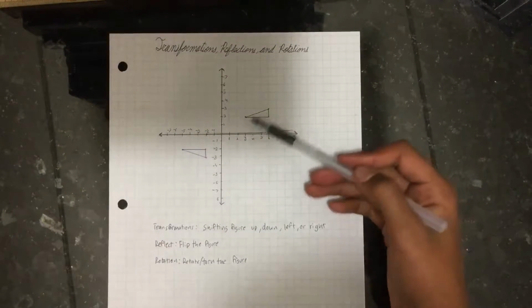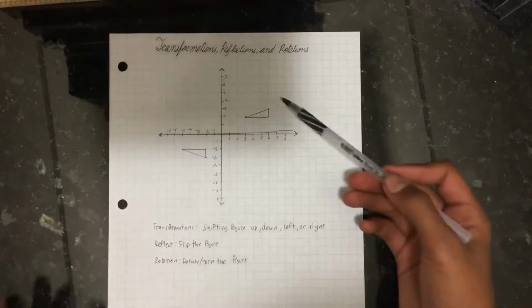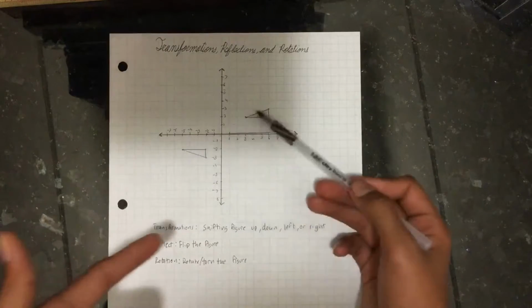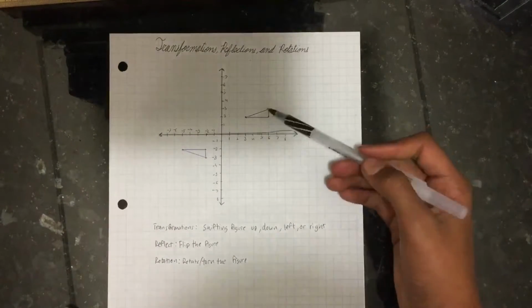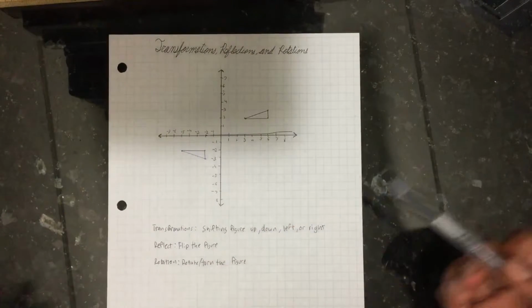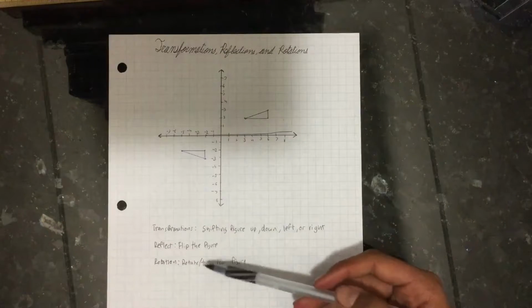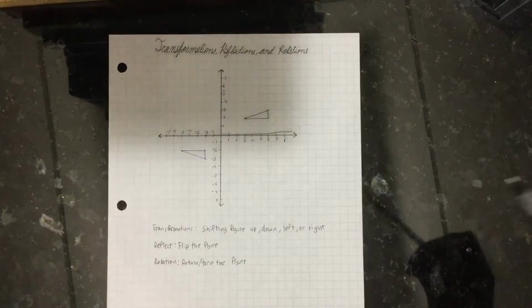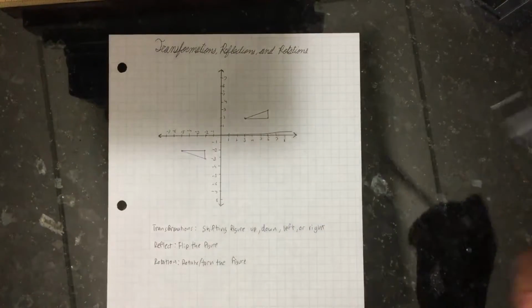So here we have two figures. This black one is the original one, and this blue one is the one I'm trying to get the black one to. Basically, I'm trying to get this black triangle all the way to the blue triangle. So now we're going to do a series of transformations, reflections, and rotations to get there. I'm going to show you two different ways to get from here to here.